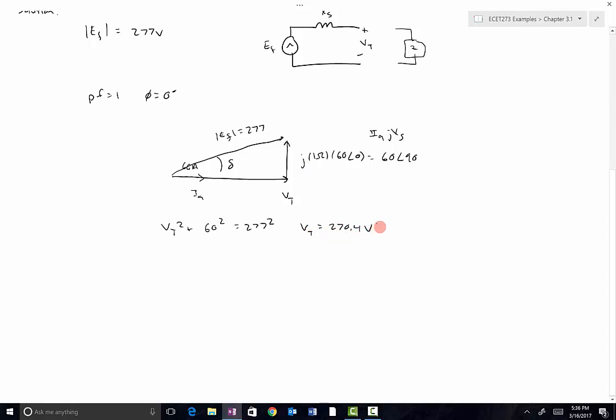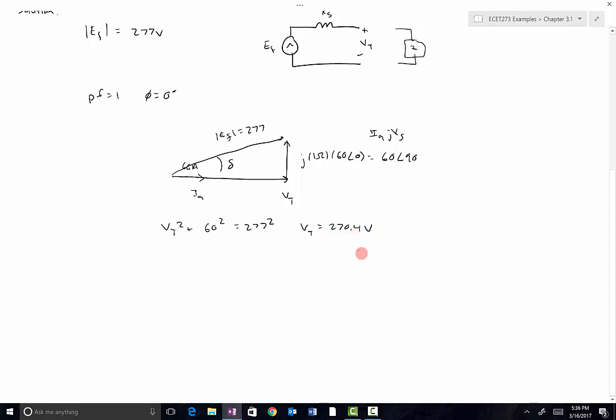So that's the terminal voltage if for some reason the load were to change from 60 at 0.8 lagging, if it were to change to 60 at power factor of 1, all of a sudden that terminal voltage is going to drop down to 270.4.